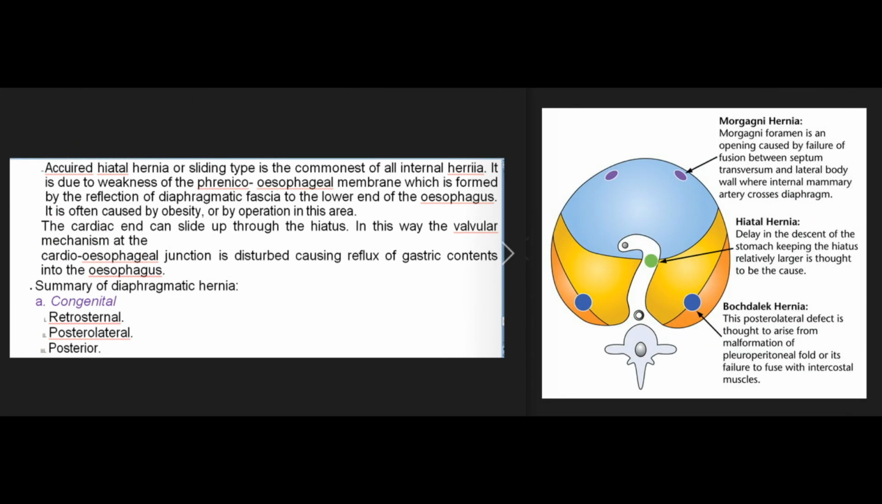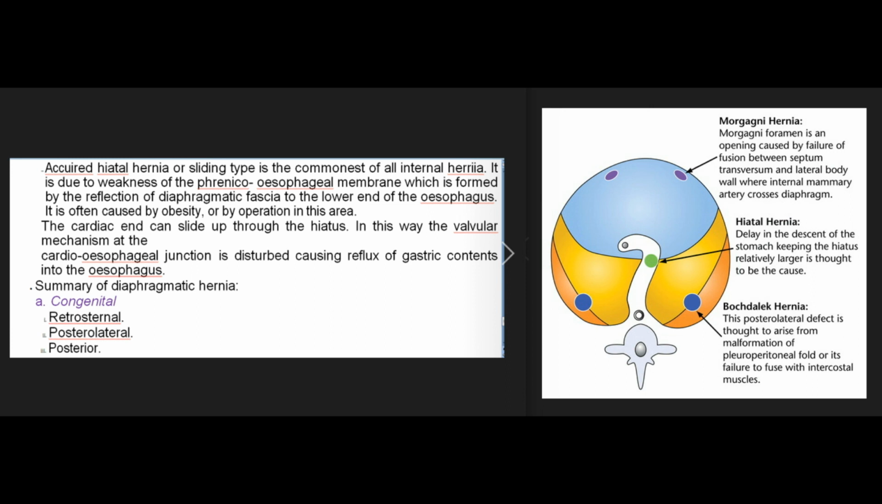Acquired hiatal hernia or sliding type is the commonest of all internal hernias. It is due to weakness of the phrenico-esophageal membrane, which is formed by the reflection of diaphragmatic fascia to the lower end of the esophagus. It is often caused by obesity, or by operation in this area. The cardiac end can slide up through the hiatus. In this way the valvular mechanism at the cardio-esophageal junction is disturbed, causing reflux of gastric contents into the esophagus.